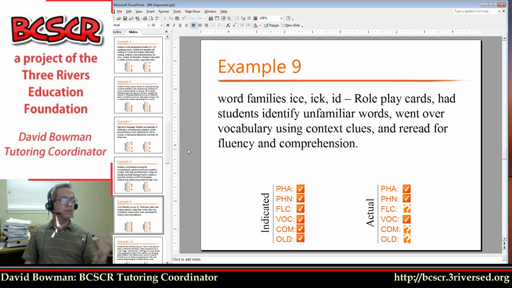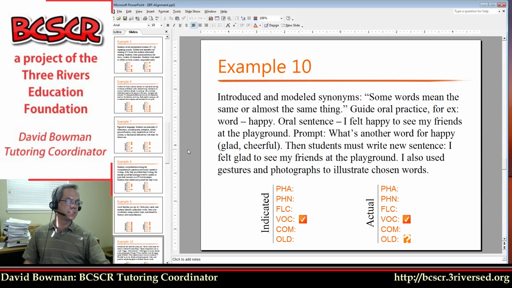For vocabulary, yes, we have that. For comprehension and oral language development, again, it goes back to what is meant by rereading for fluency and comprehension. There's simply not enough information here to tell me what actually happened. How were fluency and comprehension addressed? The tutor listed the topics, but hasn't provided a good description of the activity, so we really don't know how or whether comprehension and oral language development were actually addressed.